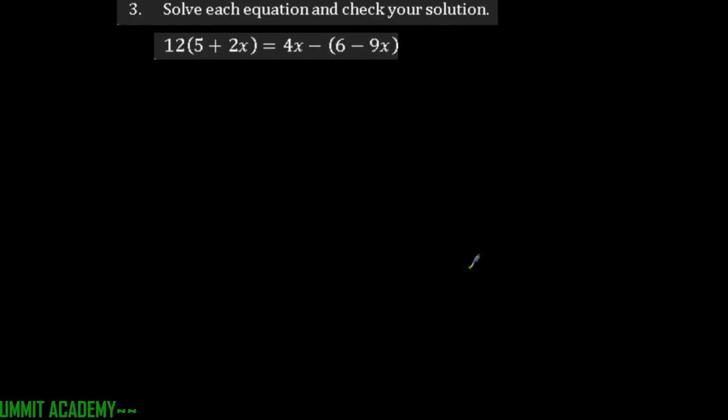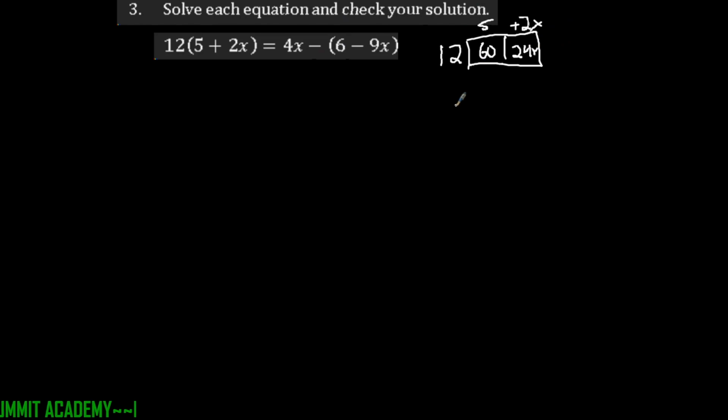So now on the last one, it looks like this. I have a couple sets of parentheses, so make sure you do the distributive property. So I'm going to do 12 times the quantity 5 plus 2x. I'm going to be multiplying each of those terms inside the parentheses by positive 12. So 12 times 5 is 60, and 12 times 2x is going to be positive 24x.